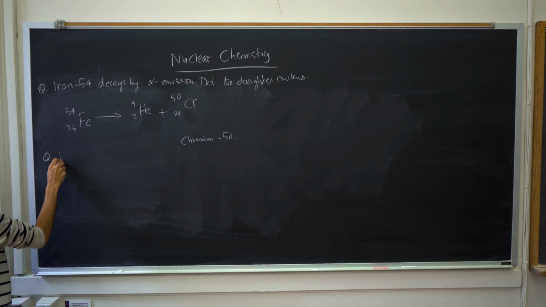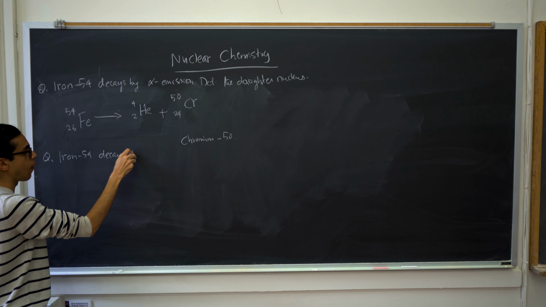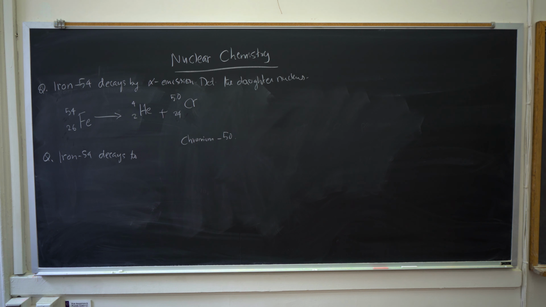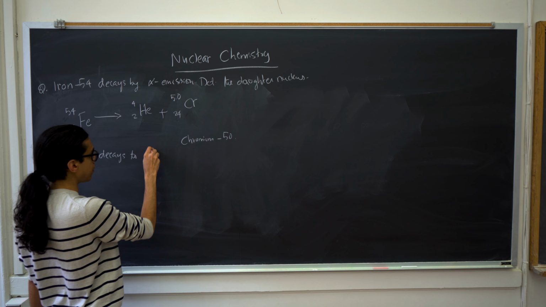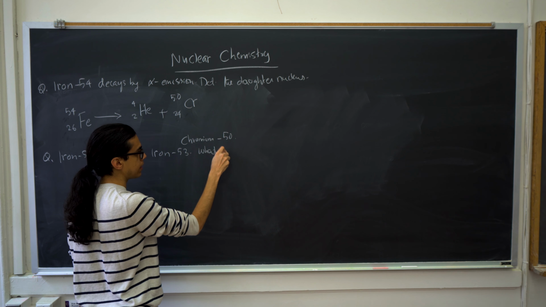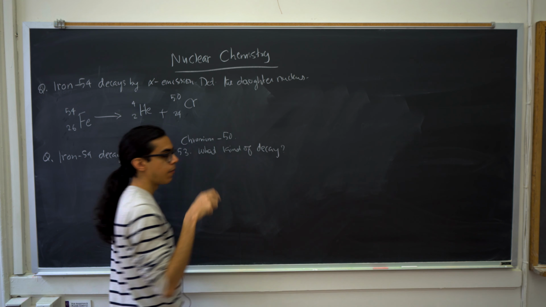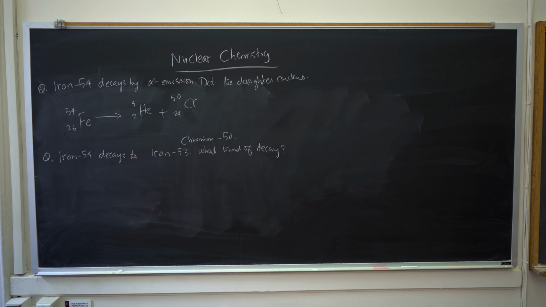Here's another one. Iron 54 decays to iron 53. What kind of decay is this? What kind of decay? Yes. Neutron decay. Let's see how that works.